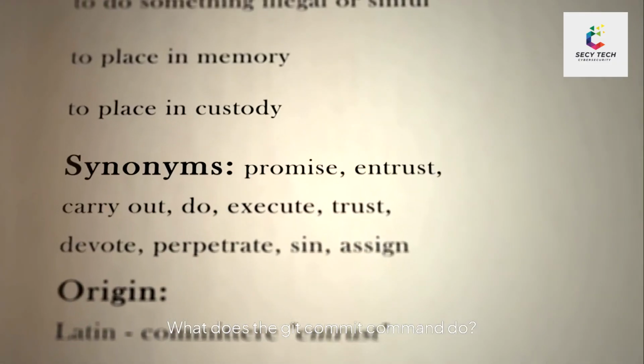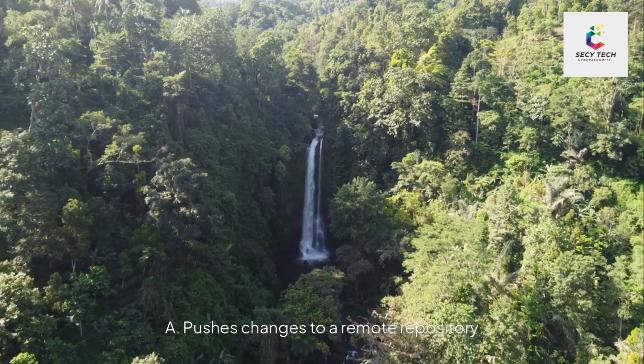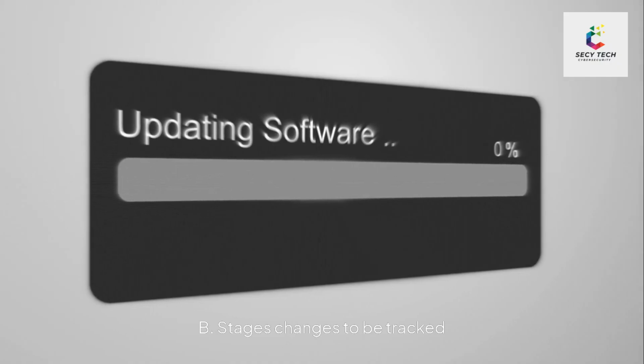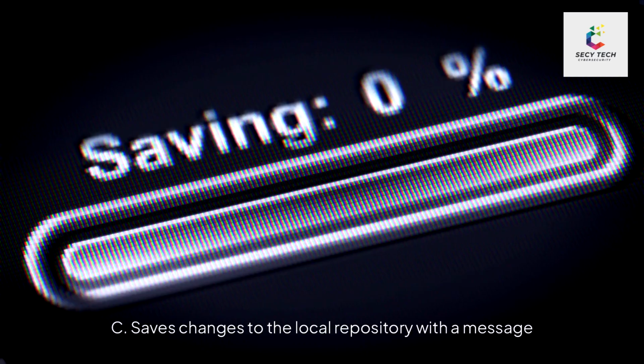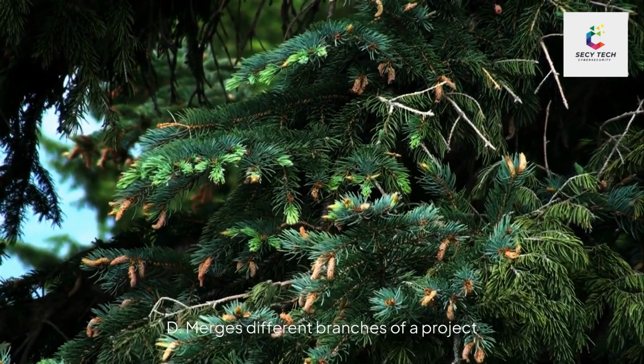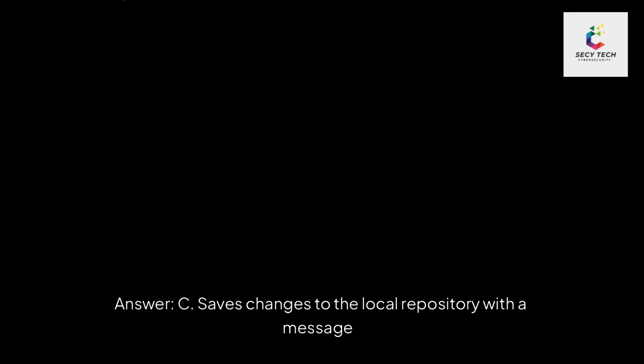Version control with Git. Q7. What does the git commit command do? A. Pushes changes to a remote repository. B. Stages changes to be tracked. C. Saves changes to the local repository with a message. D. Merges different branches of a project. Answer: C. Saves changes to the local repository with a message.